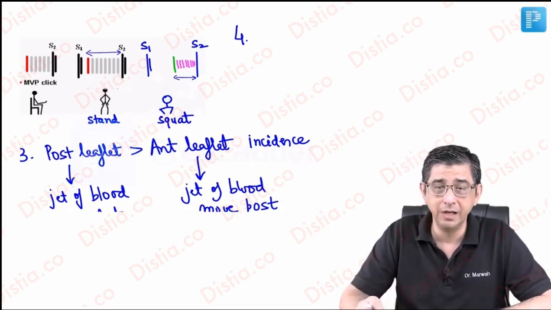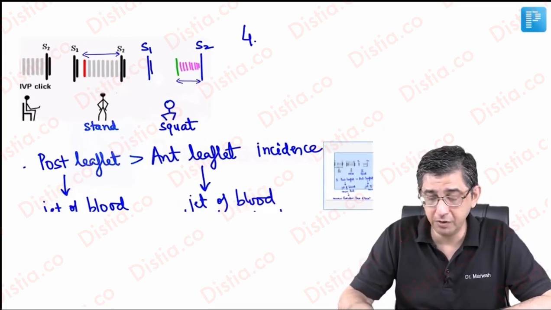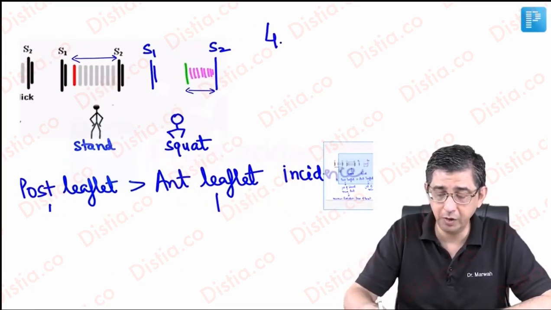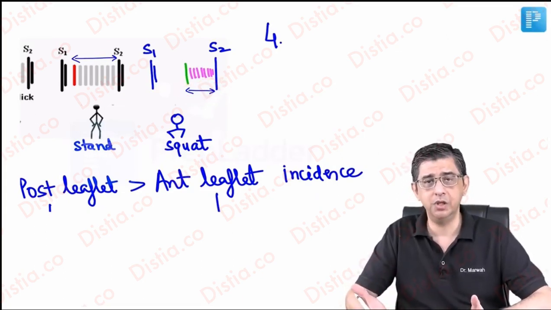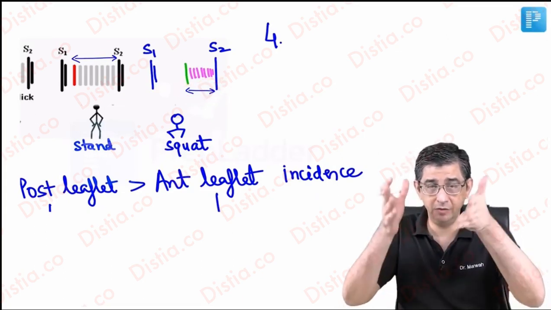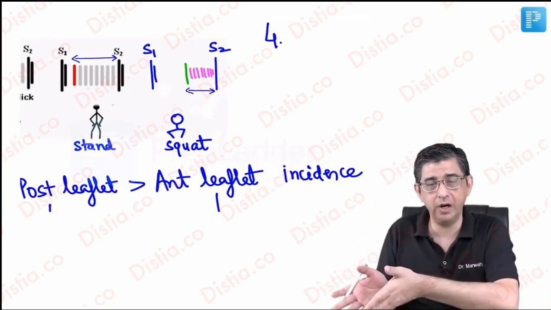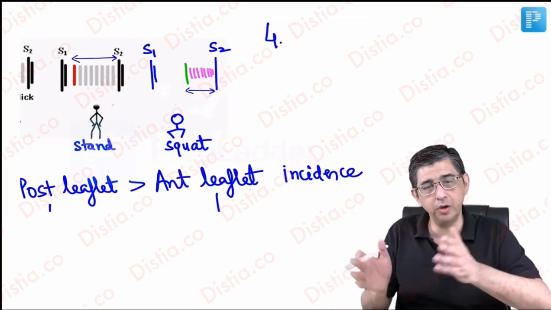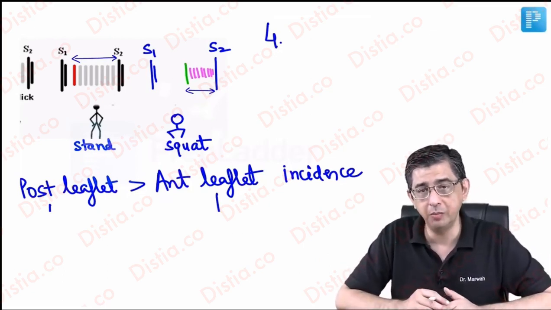But the message is that the length of the murmur increases when the person is standing. And when the person squats, you can see that the length of the murmur becomes relatively lesser. Now, how to remember this? Simple. If you are standing and I ask you to squat, your height will become lesser. If you're sitting down or squatting, your height will become lesser. So, shorter duration of murmur. When you ask the patient to stand, the duration of the murmur will increase.